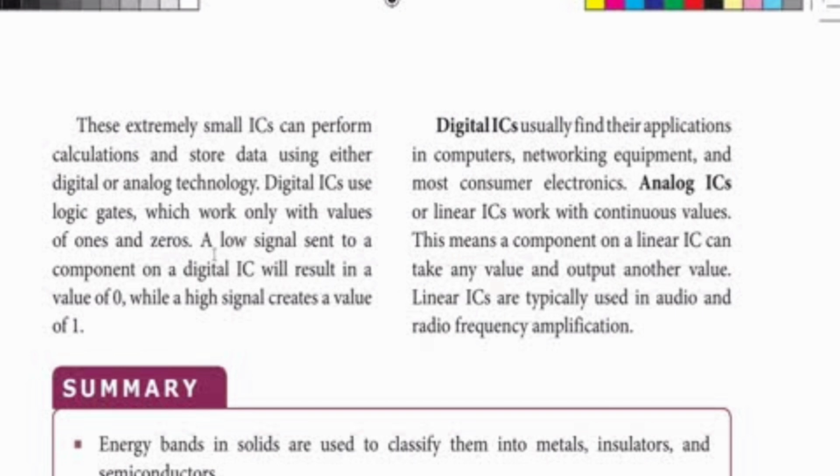It has the value of only 0 or 1, only two values. So there are two types of ICs: digital ICs and analog ICs. Digital ICs are used in computers, network equipment, and most consumer electronics. The other type is analog or linear ICs. Linear ICs are used for audio and radio frequency amplification, so analog ICs are used for communication purposes.